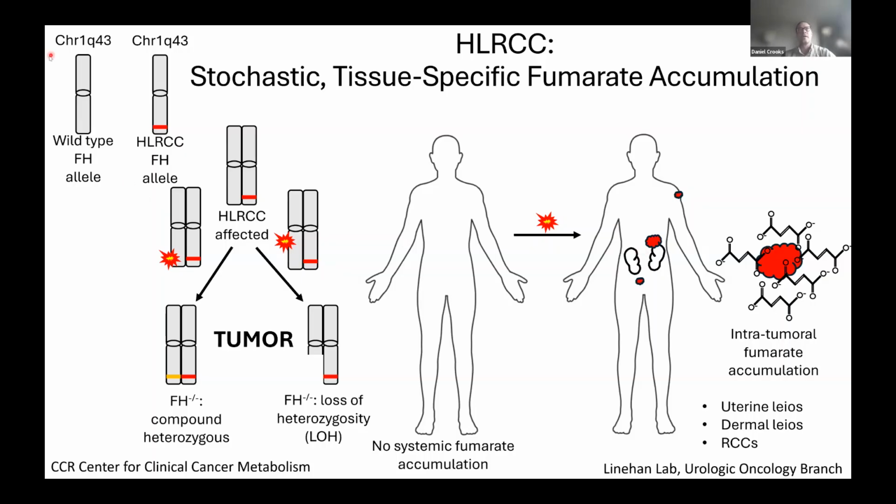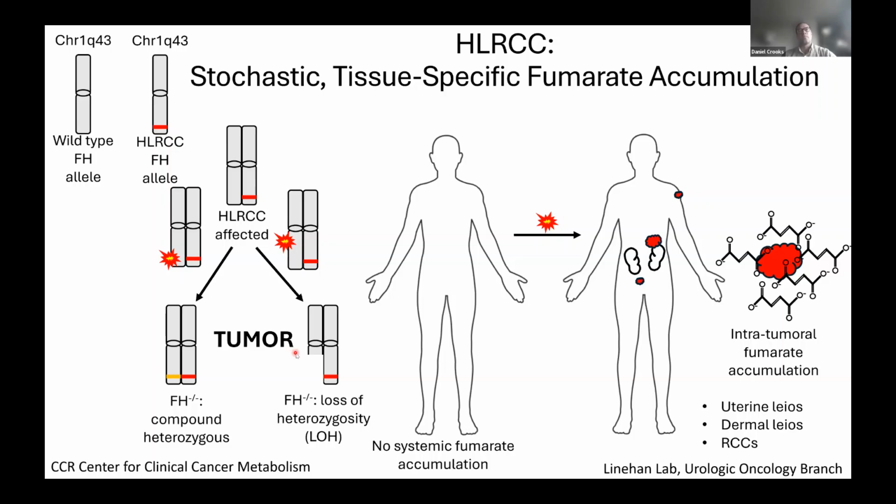So the way this works is with a wild type allele and an HLRCC allele, an FH mutant allele. We can have two things happen. There's actually more than two, but the two main things that can happen is we could either have a point mutation in the residual wild type allele, resulting in compound heterozygous mutations in the FH gene.